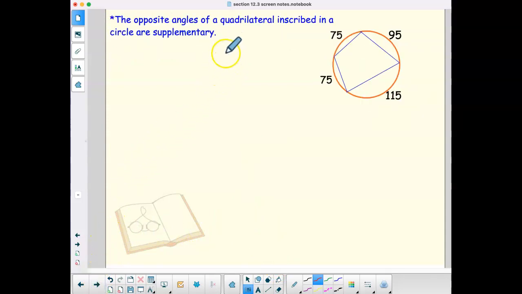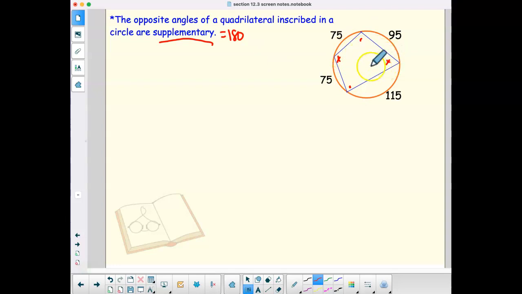The third one that we're going to learn has to do with if you have a quadrilateral inscribed, or a quadrilateral inside the circle. It says that the opposite angles, the angles that sit across from each other, so those two would be opposite angles, and then those two would be opposite angles, are supplementary. Supplementary means that they equal 180 degrees if you add them together. So these two would add up to 180, and these two would add up to 180.